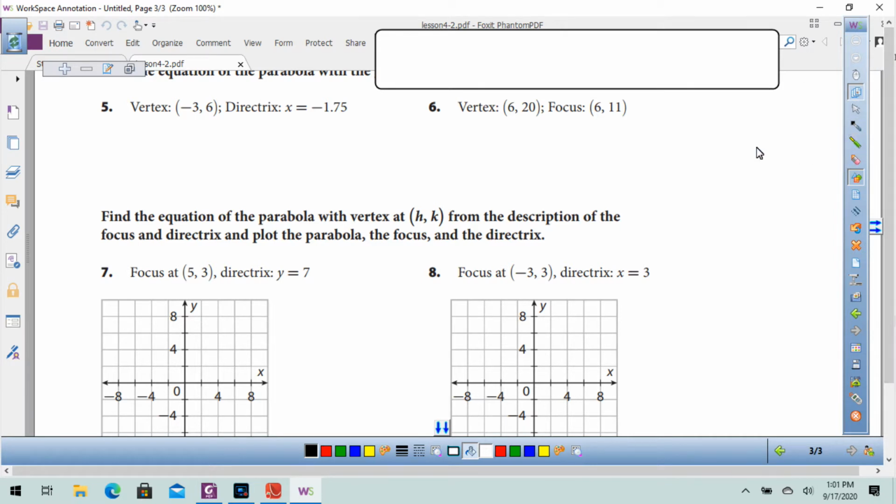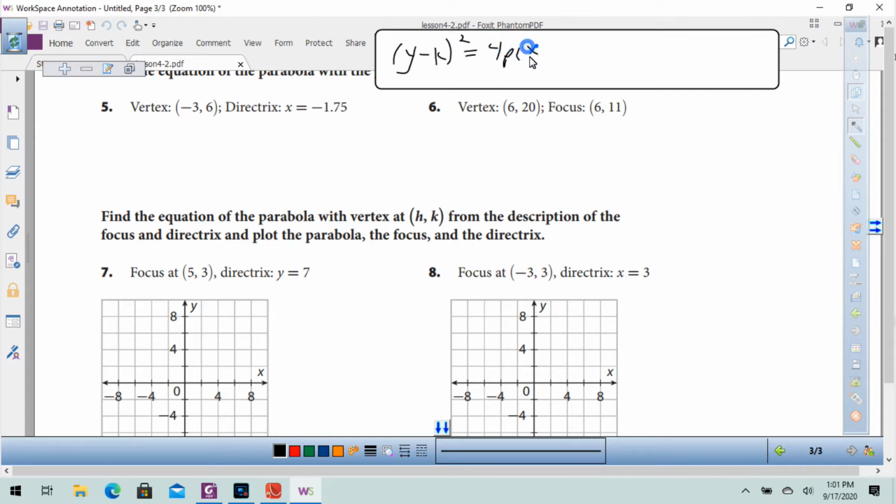The form, well, there are 2 ways. You've got y minus k squared equals 4p times x minus h, or it is x minus h squared equals 4p times y minus k. All right, so we're looking at this one here, and just looking at that information, you're not real sure. So I'm going to draw a little thing here.